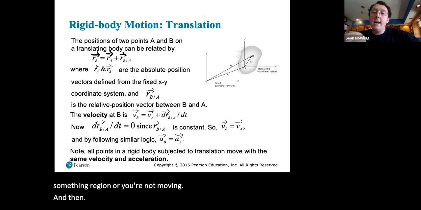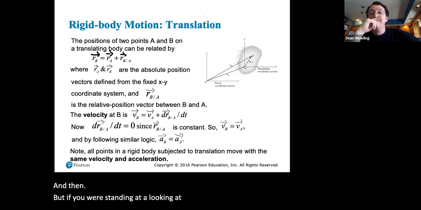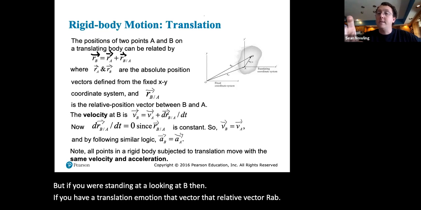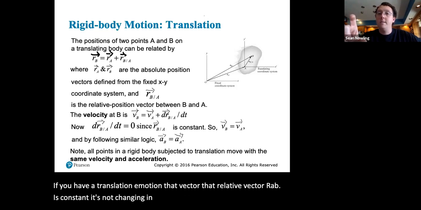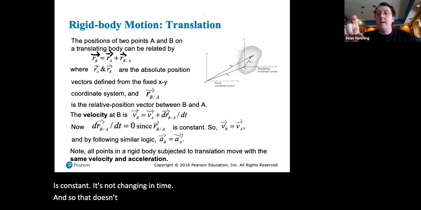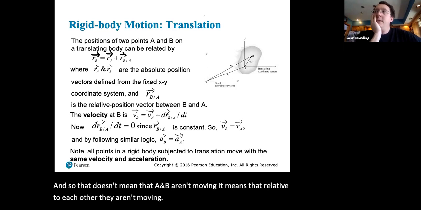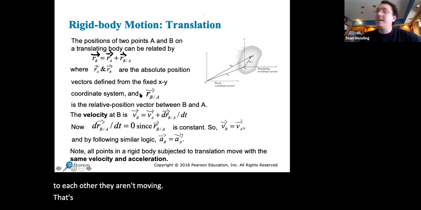But if you were standing at A, looking at B, then if you have a translational motion, that relative vector, RAB, is constant. It's not changing in time. That doesn't mean that A and B aren't moving. It means that relative to each other, they aren't moving. That's the hallmark, really the definition, of translations.